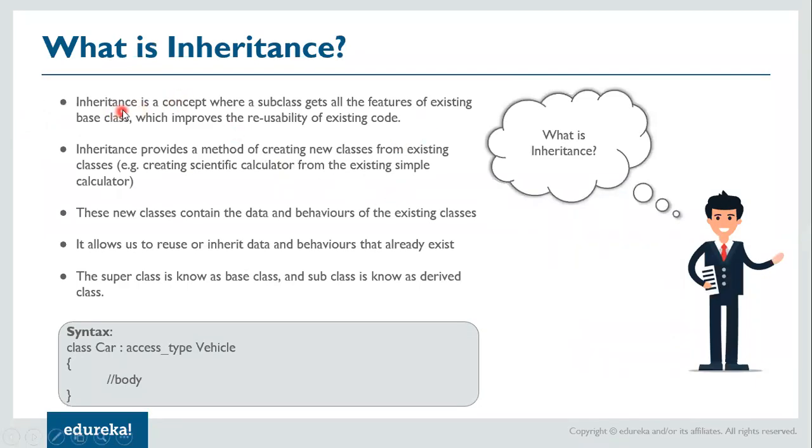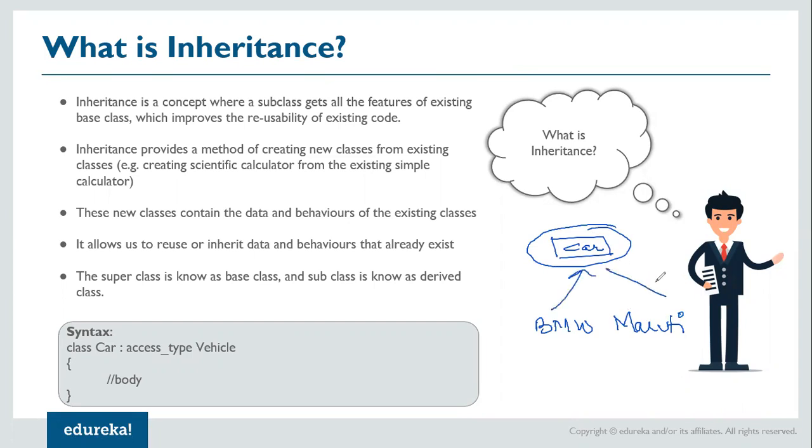So what is inheritance? Inheritance is a concept where a subclass gets all the features of an existing base class, which improves the reusability of existing code. So what it means is that, let's say you had a class, let's say this is a car class, CAR, and you want to create a specific kind of car. Maybe it could be a BMW car, for example, or Maruti car, right? Now, if there is already an existing functionality in car which can be used by BMW or Maruti, we should inherit the car class, or BMW should inherit this and Maruti should also inherit it.